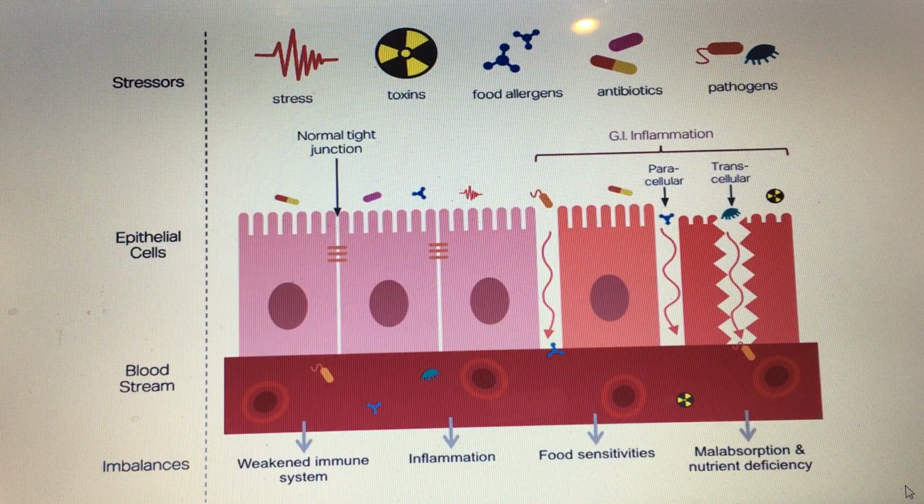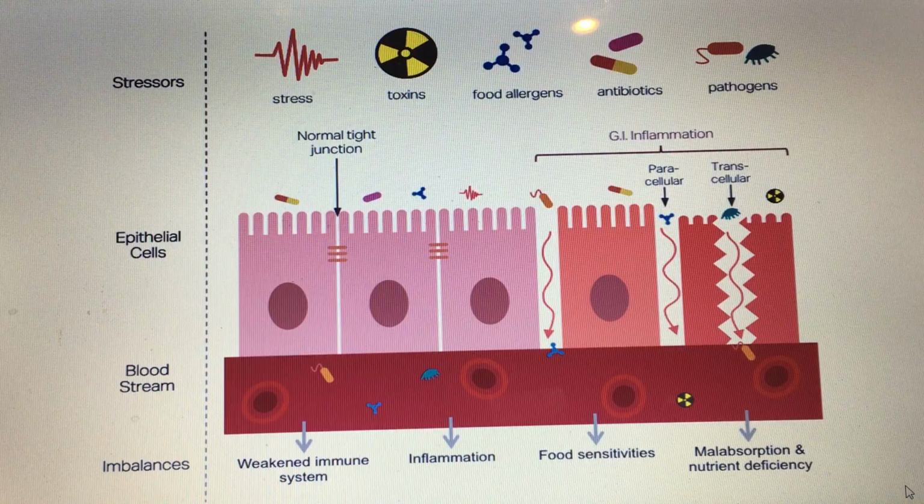So this is a model of your gut. And you can see here on top the things that stress it out: stress, toxins, food allergens, antibiotics, pathogens. Now stress, go figure there. Stress affects about everything. When you're under stress, your body turns off your digestion because it wants to devote that energy for other important things. And so that's why that happens.